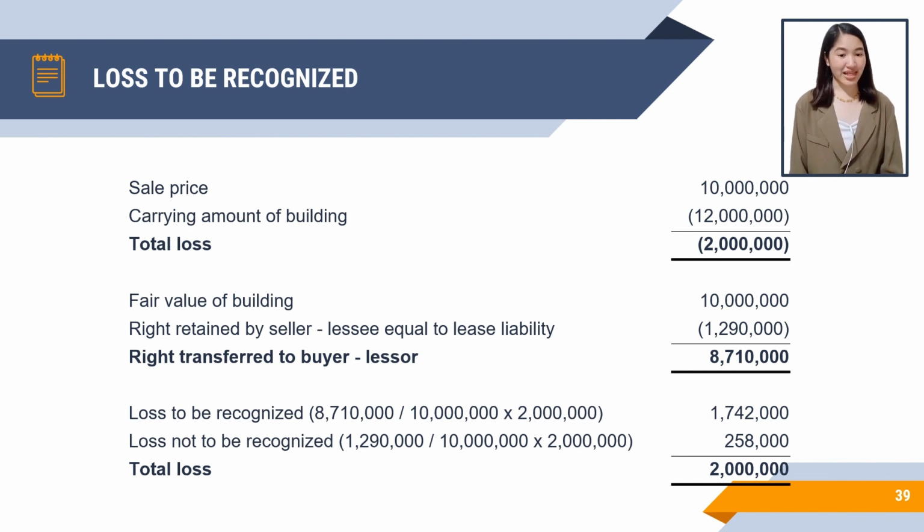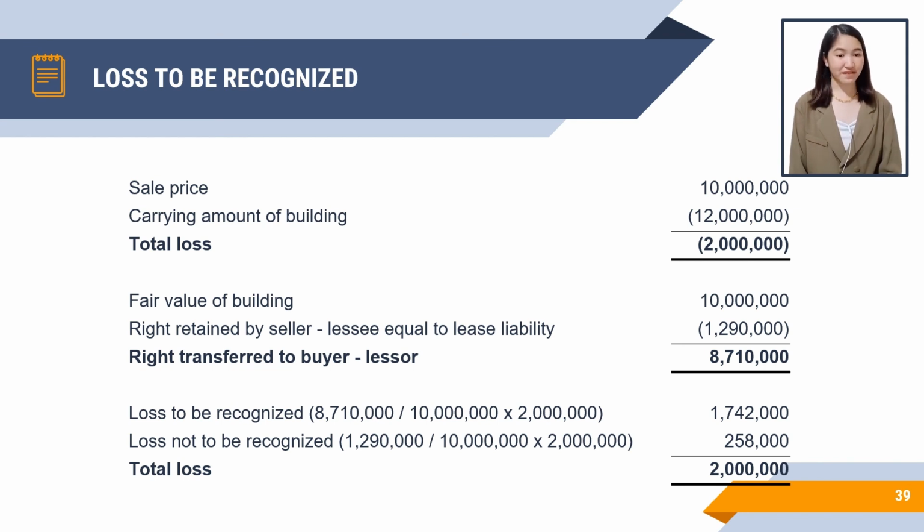So, para makita natin yung breakdown ng total loss, alamin natin muna yung loss to be recognized. Again, ang i-recognize lang natin is yung right transfer to buyer lessor. So, yun lang yung kukunin natin. I-divide natin siya sa fair value, then i-multiply sa total loss, which is 742,000 pesos. Then next, loss not to be recognized, kukunin lang natin yung right to retain na 1,290,000 pesos.